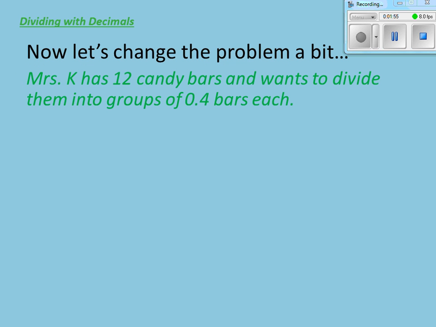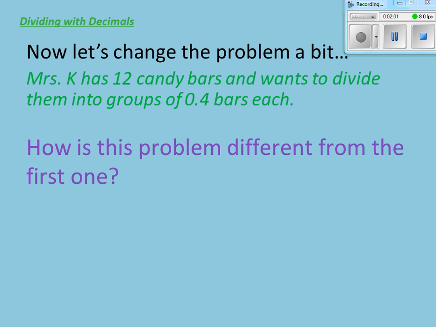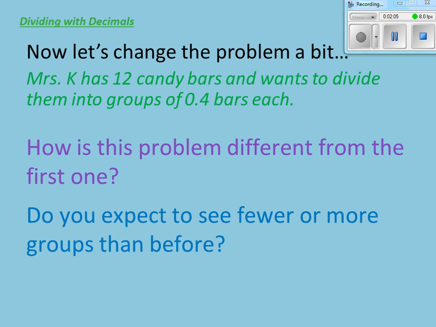What if we changed the problem a little bit and said, okay, we had 12, but now we want to make groups of 4/10. How's that different from the first one? And would we expect to see fewer or more groups than before? Well, we have to think. Difference between 4 and 4/10. 4 is a whole number. 4/10 is a part. It's a piece.